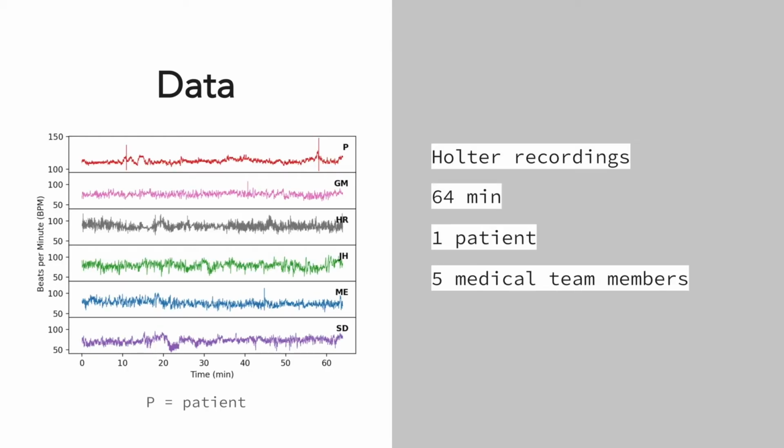We used data from Holter recordings that were collected from 1 patient and medical team members who were involved in the ward round in the COVID-19 intensive care unit in the UK. Heart rates in beats per minute of the patient versus the medical team are visualized in the figure in this slide. The patient in question had a heart transplant, meaning that he had a faster heart rate and low heart rate variability compared to the medical team.